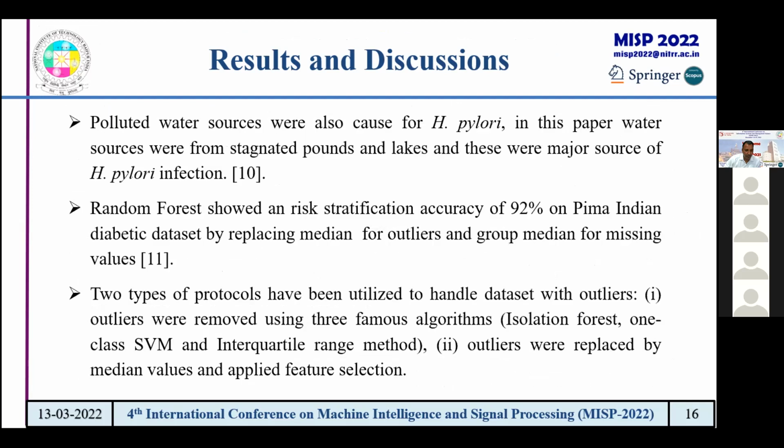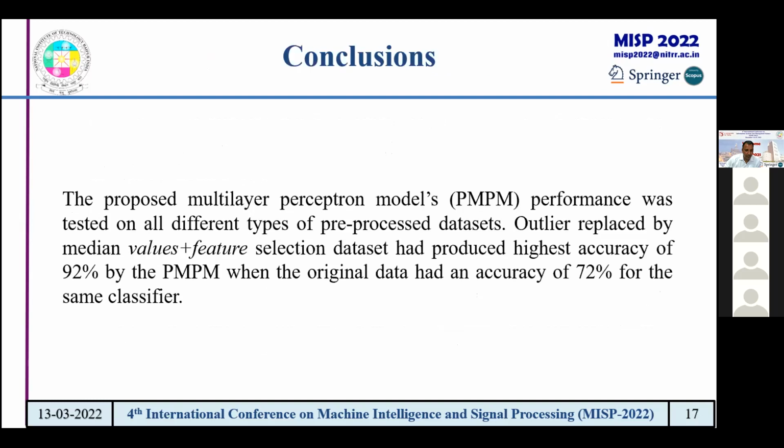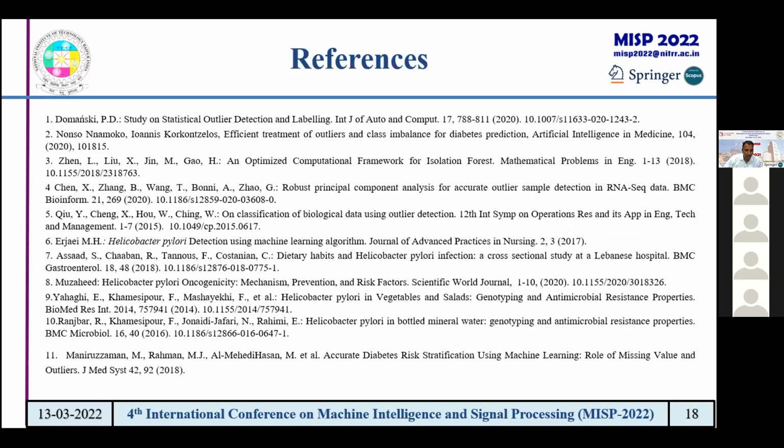Okay. Fine. Finally, similar risk prediction has been done on the PIMA India dataset, which gained an accuracy of 92%. The key points of this paper are that outliers were removed using 3 famous algorithms, then replaced by median values, and feature selection was applied to get the desired result. So the proposed model has given a good performance of 92% from the basic raw data of 72%. These are the references. Thank you.